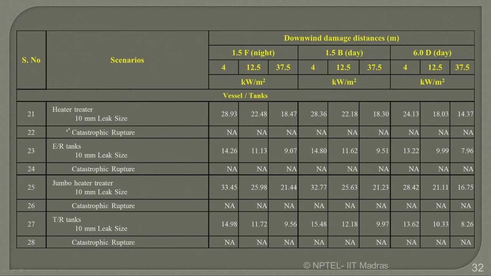So for the different vessels and tanks which have been identified as leak scenarios, heater treater, emulsion recipient tanks, jumbo heater treaters, TR tanks, for different scenarios, the damage downward distances in meters are available for different scenarios when this leak or these ruptures are envisaged.